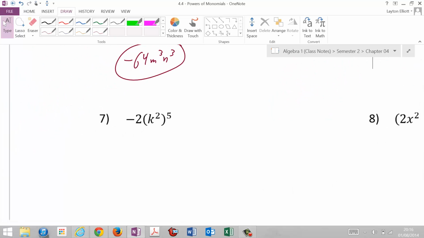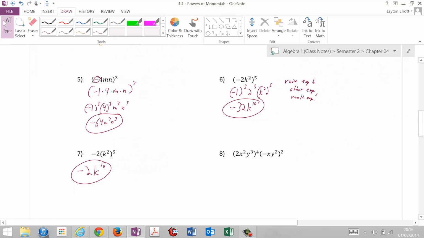Let's go to number 7. This is a little different. The negative 2 is not part of the base. That's just going to chill out and not be changed. But the k squared to the 5th is going to become k to the 10th. And I want you to compare number 6 and number 7. They're very different when the 2 is not part of the base.